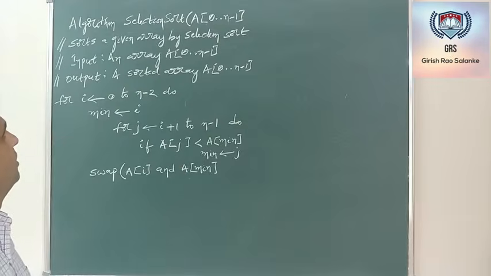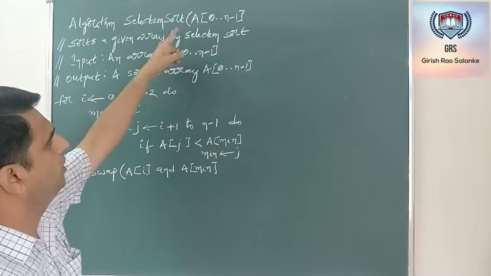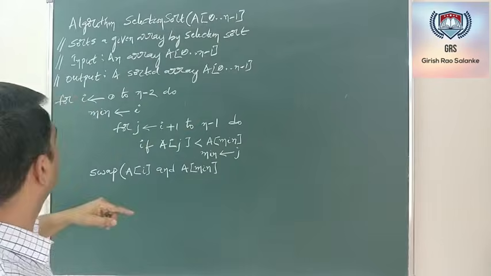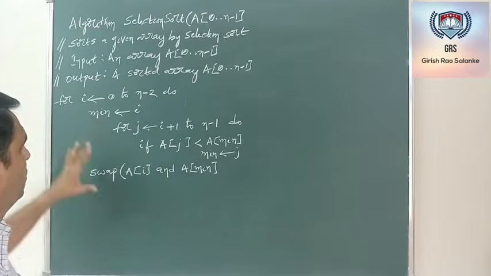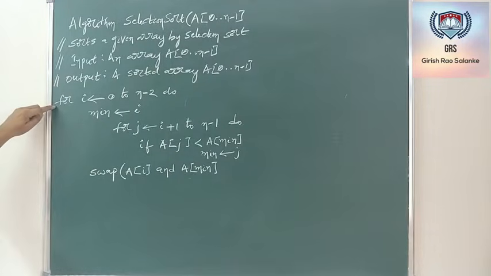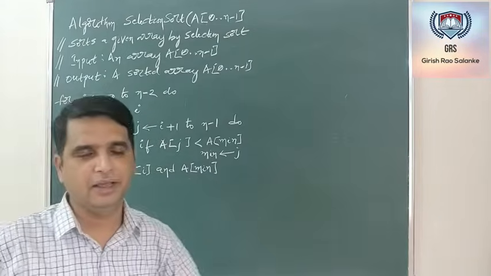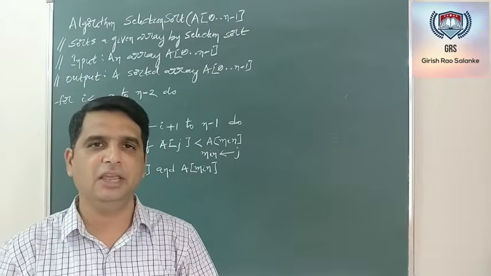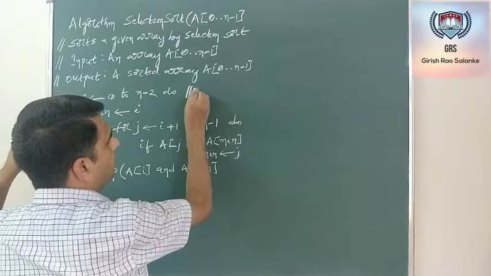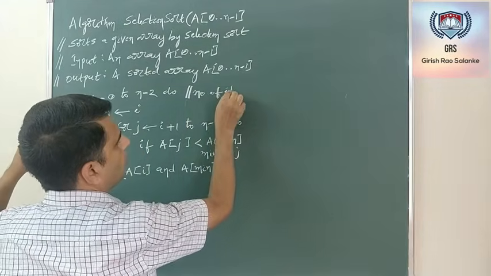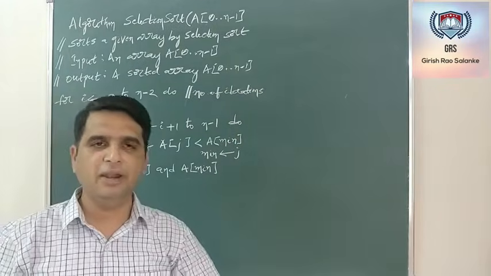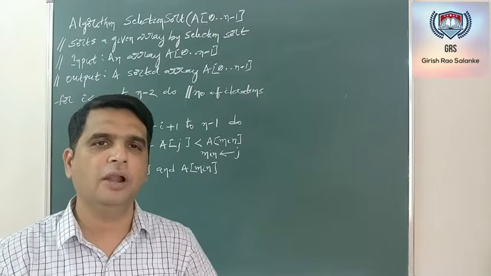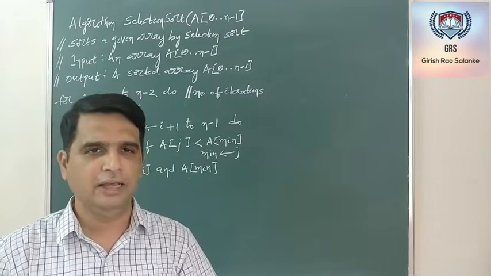Coming to the algorithm, the input to the algorithm is an array A indexed from 0 to n minus 1. The output is a sorted array A indexed from 0 to n minus 1. The outer for loop is for the number of iterations, from 0 to n minus 2. I'll repeat: if there are n elements in the array, the number of iterations is n minus 1. As we have clearly seen in the earlier example, there were 7 elements and the number of iterations to sort them was 6.